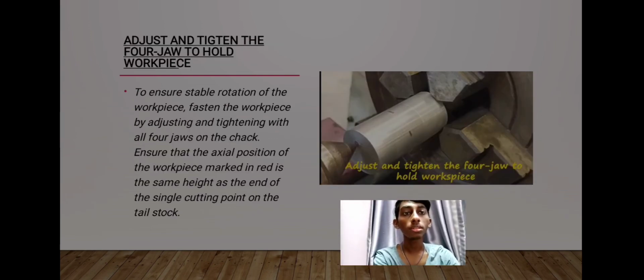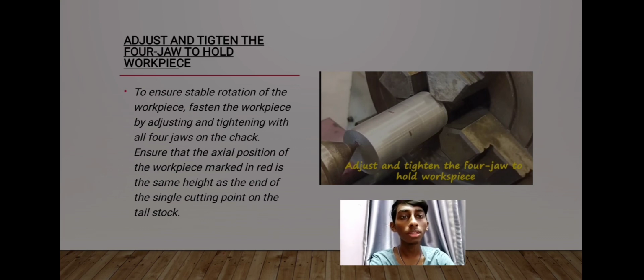And then adjust and tighten the four jaw to hold workpiece. Okay, to ensure stable rotation of the workpiece, fasten the workpiece by adjusting and tightening with all four jaws on the chuck. Ensure that the axial position of the workpiece marked in red is the same height as the end of the single cutting point on the tailstock.